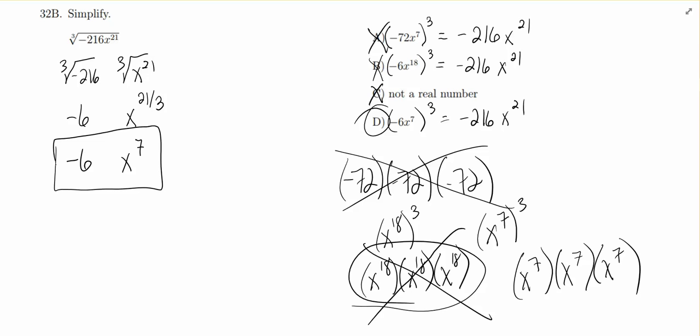So that's another approach we can always take: just writing it out. Write out what this is supposed to be equal to.